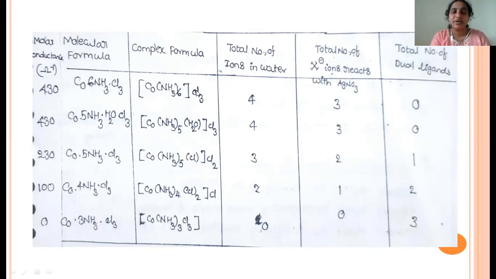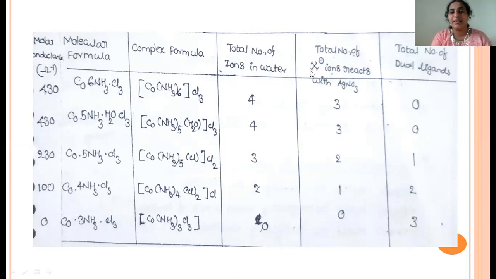So when we dissolve this complex in aqueous solution, this sphere will remain as it is, whereas 3 chlorines are present which undergo dissociation. So here this one sphere gives 1 ion, and the 3 chlorines together generate 4 ions.